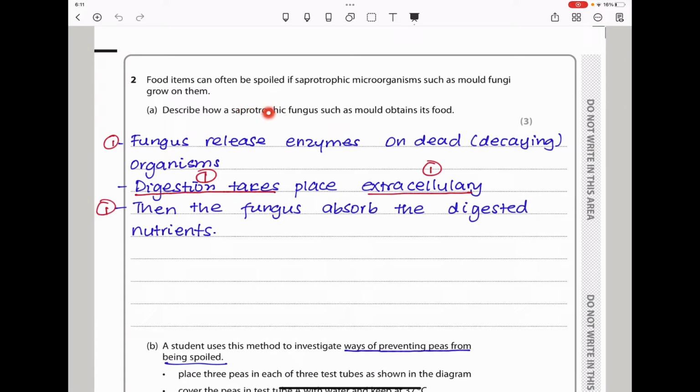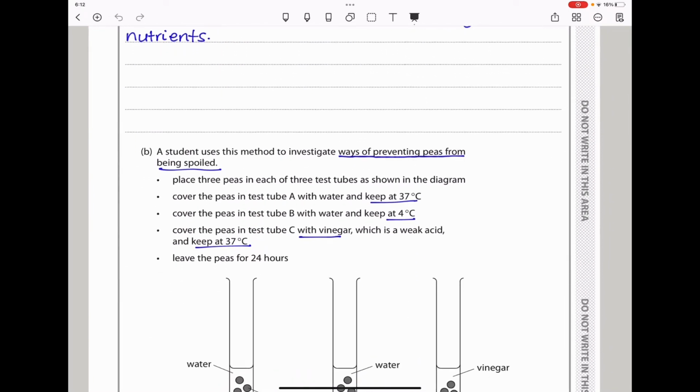Saprotrophic microorganisms feed on substances by releasing enzymes onto usually dead substances. The enzymes carry out extracellular digestion, and then the products from the digestion are absorbed by the organism inside its body. So here I said fungus release enzymes on dead or decaying microorganisms, and then the digestion takes place extracellularly, and then the fungus absorbs the digested nutrients into its body.